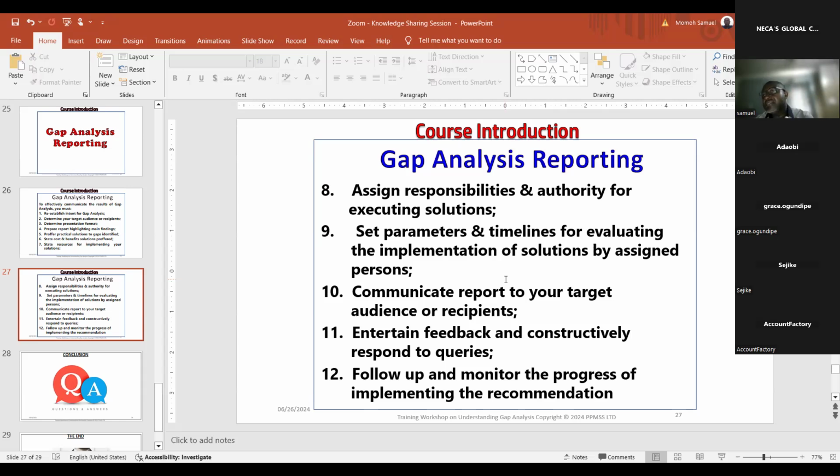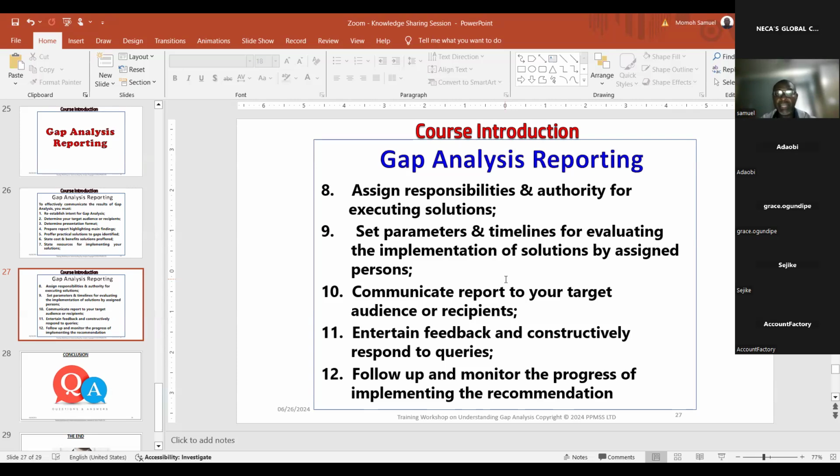then I will have to list out all the PPEs, identify them in my report, and then assign the persons in charge of procurement. Let's say we have a procurement unit, and I will state there that the procurement department will be responsible for providing all these PPEs within June and September. So come the end of September, we know who to hold responsible when we identify that there are still some staff who don't have safety boots, hard hats, eye goggles, hand gloves, or coverall, and other safety equipment. That is setting parameters and timelines for evaluating the implementation of the solutions once we start actioning them.